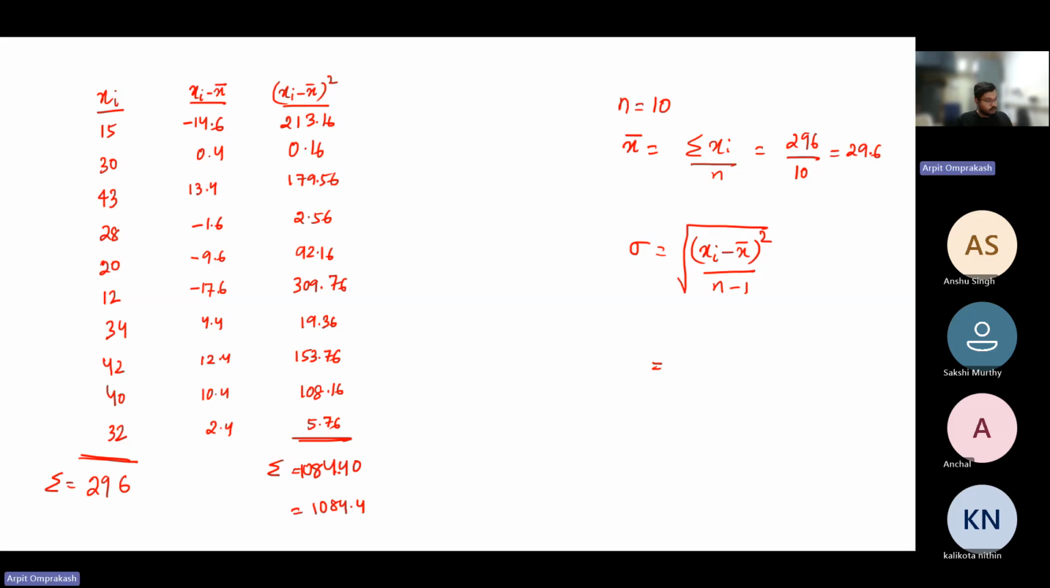So what we have here is 1084.4 divided by 10 minus 1, square root of this. 0.4 divided by 9, square root of this. If we calculate this, so in the exam, you of course have a calculator with you.